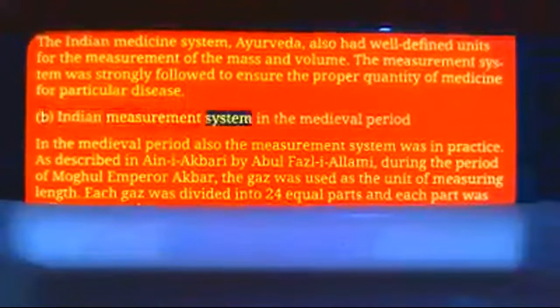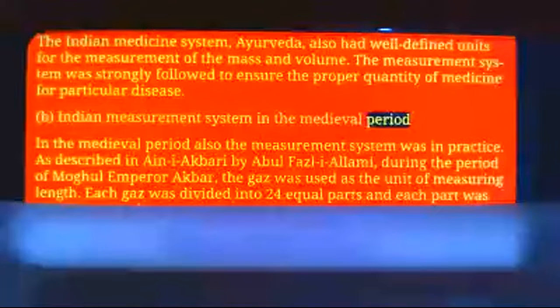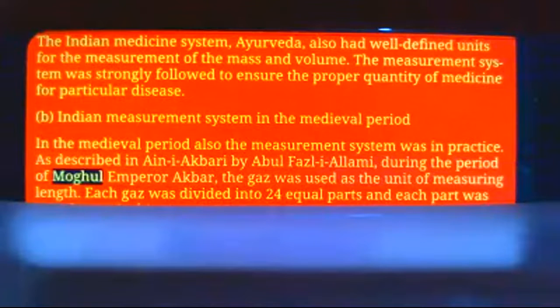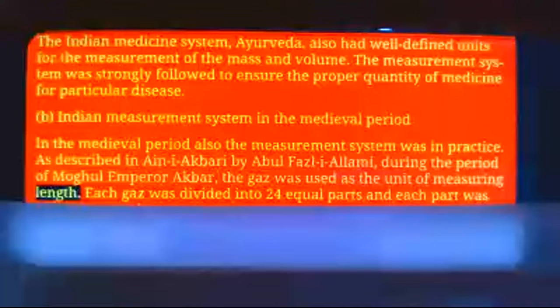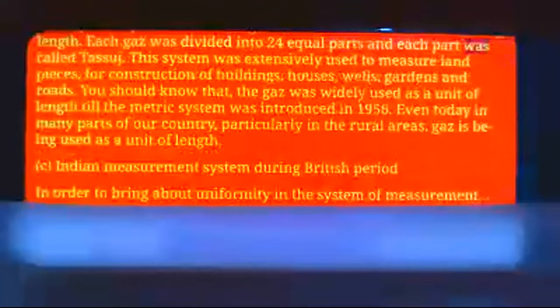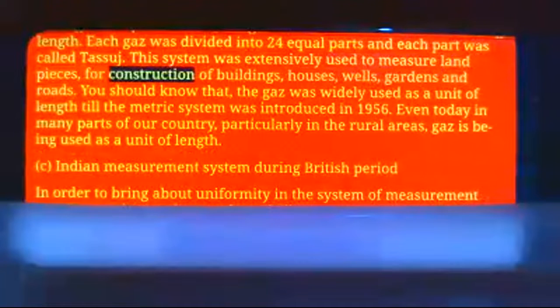B. Indian measurement system in the medieval period. In the medieval period also the measurement system was in practice. As described in Ain-i-Akbari by Abul Fazl Allami, during the period of Mughal Emperor Akbar, the gaz was used as the unit of measuring length. Each gaz was divided into 24 equal parts and each part was called tassuj. This system was extensively used to measure land pieces for construction of buildings, houses, wells, gardens, and roads.